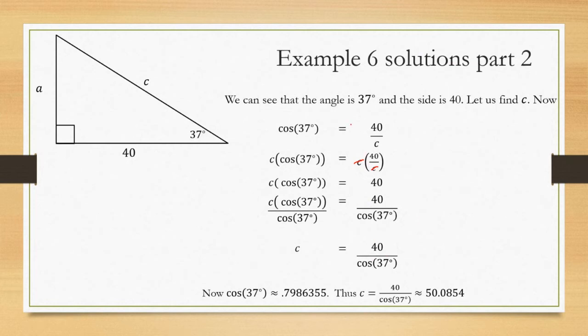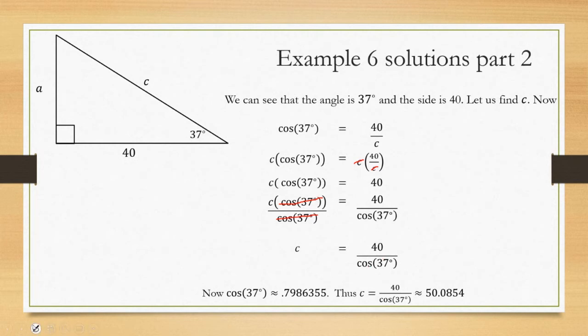Let me say it again. From the beginning, we multiplied both sides by C. That cancels the C over here and gets it out of the denominator. Now we have C times cosine of 37 degrees is 40. To get C all alone, we divide both sides by cosine of 37 degrees. Those cancel, and you're left with C equals this quotient.